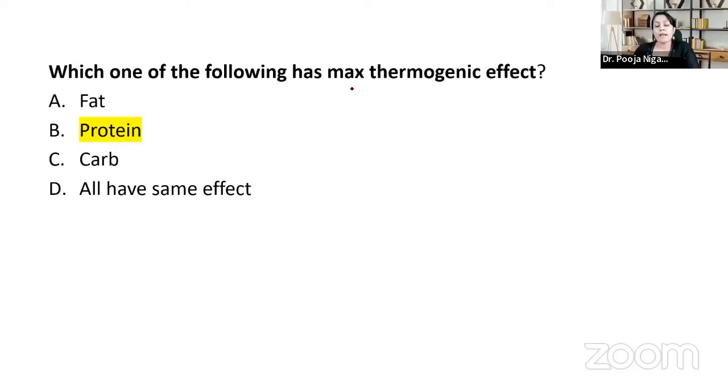You all know that the maximum thermogenic effect is of protein, because it is going to increase the metabolic rate very, very high, that is 15 to 30%, right?